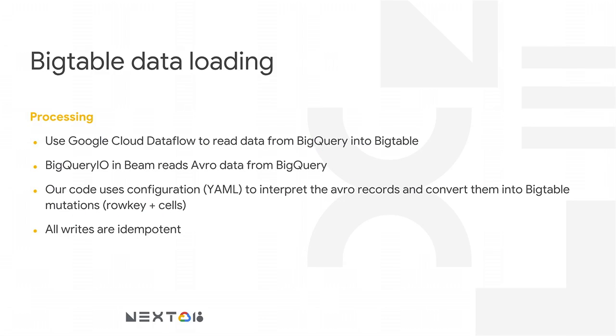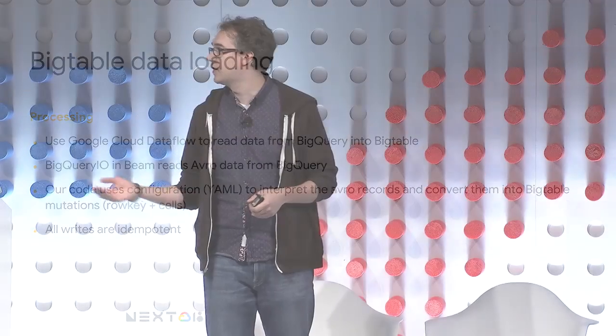So the way this works is that we've written a transform that takes a configuration file, defined as YAML, and it uses that to interpret the data coming out of BigQuery. Fabian mentioned the idea of dimensions and aggregations before. This YAML file defines the mapping of those to the BigQuery columns. So we'll take those and convert them into BigTable mutations. For people unfamiliar with BigTable, a mutation is just a row key and some cells that you're going to do something with, either delete or insert or update, things like that.